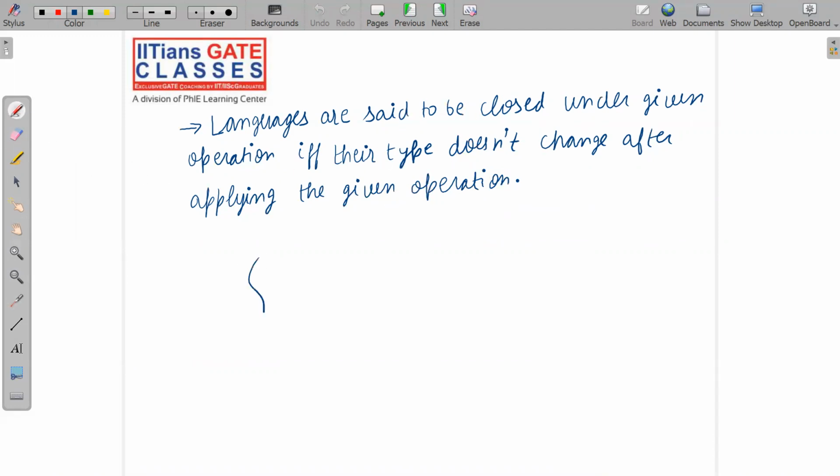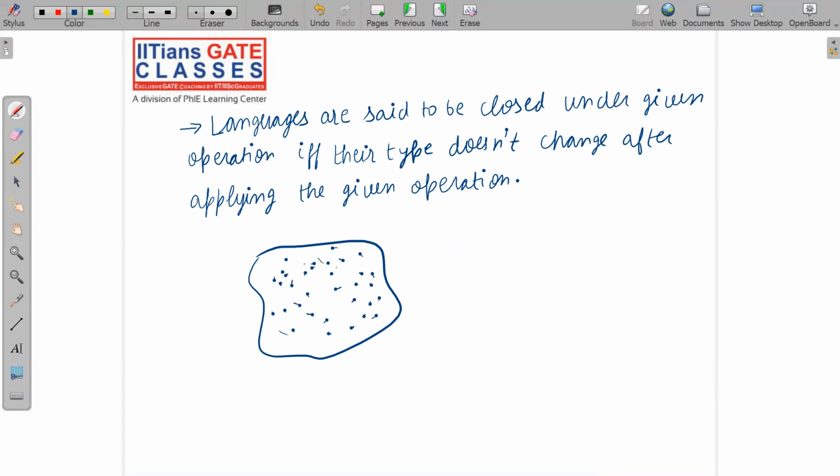See, we have the set of all regular languages. The set of all regular languages which are possible in this universe are all these languages. So this set contains all these regular languages. Each dot represents one regular language. Now, if I take a language this, and a language this, and now I apply union between these two languages. So let us say this is L1 and this is L2.